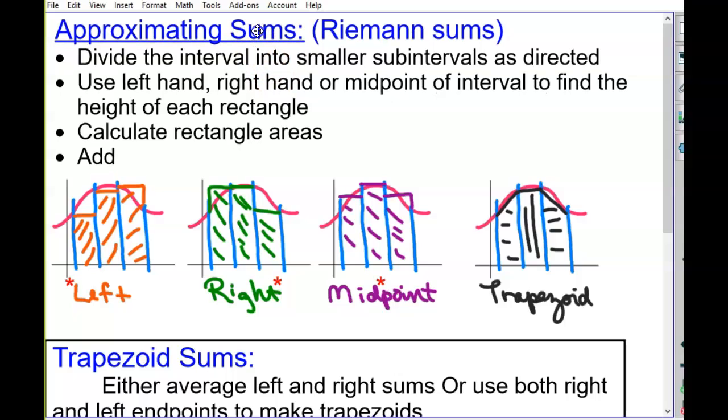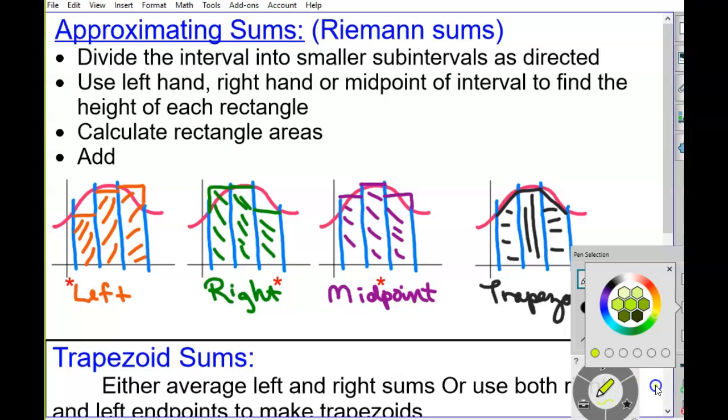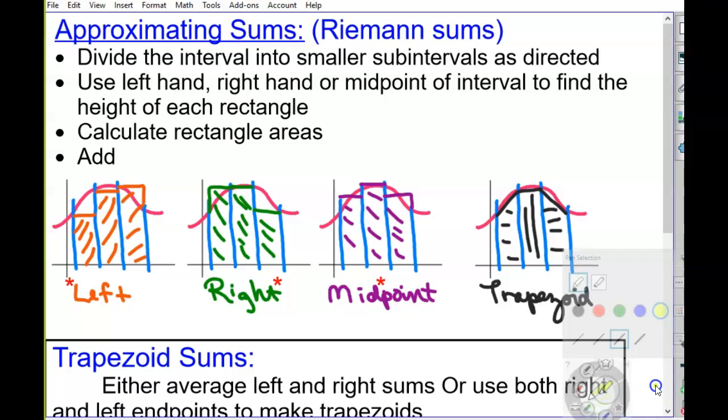Our job today, and since we're talking about tables, is to also talk about Riemann sums. And we've done, I think, 2 of these already, but I just want to make a quick reference. Remember when we do Riemann sums, what do you have to do? You have to divide the interval up into subintervals. And they're going to probably tell you exactly how many intervals you need, right? 3 intervals, 4 intervals. And then you could use left-hand, right-hand, midpoint to find the height of the rectangles, calculate the areas of each rectangle, and then add them all together.